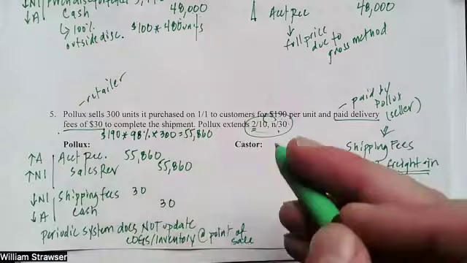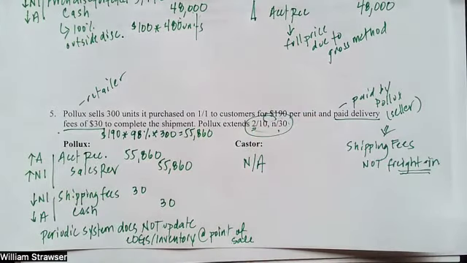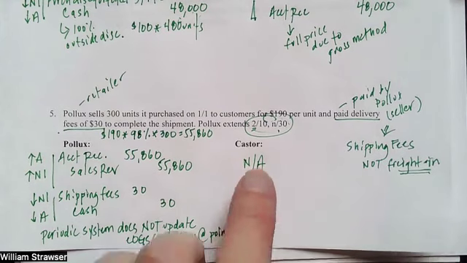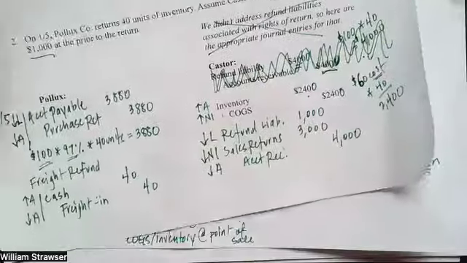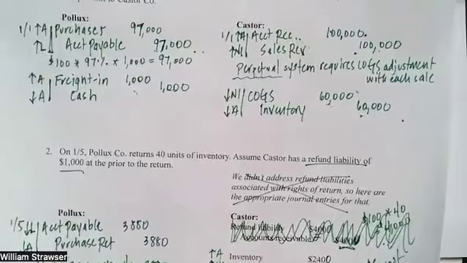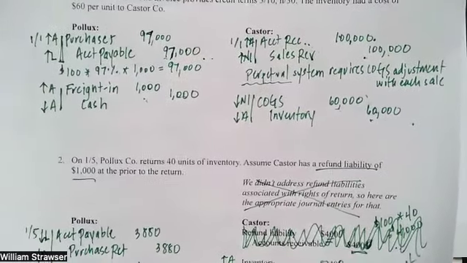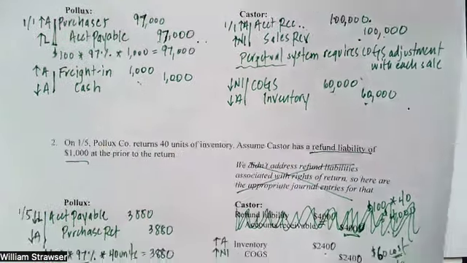We have no entries needed here for Castor because they're not involved in this transaction unless they happen to be a customer of Pollux, but they would be kind of silly to sell something and immediately rebuy it at a marked up price. So I'm guessing they're not a buyer from Pollux, and so they don't have a part in this particular transaction. I like this problem again because it does the party counterparty. It shows how what we learned before is really just a mirror image of what we're learning now.